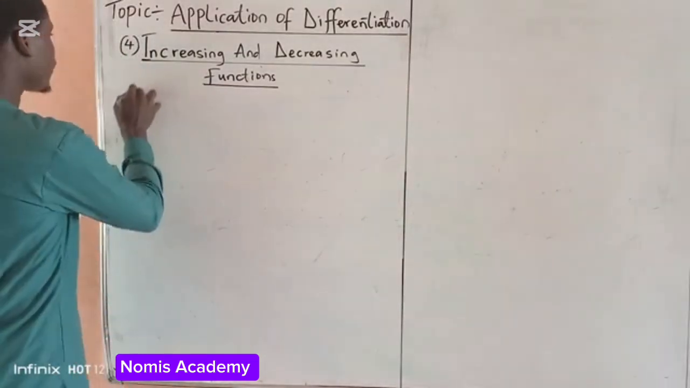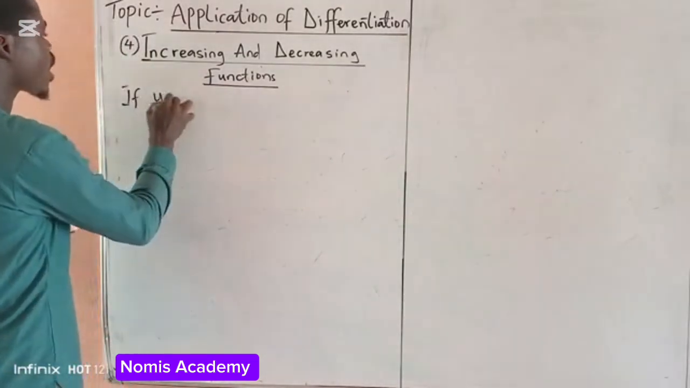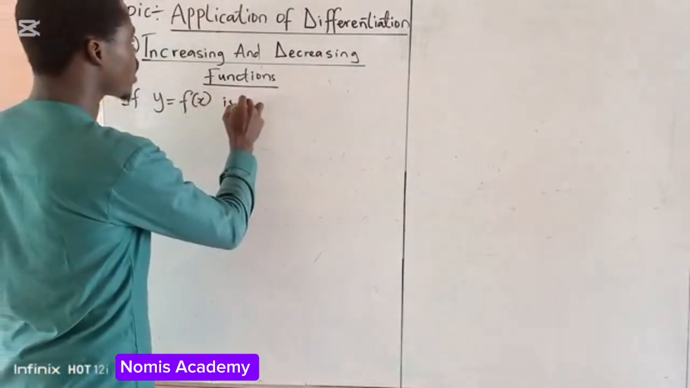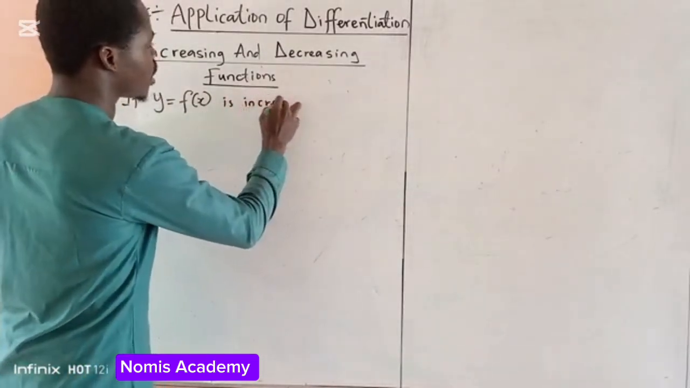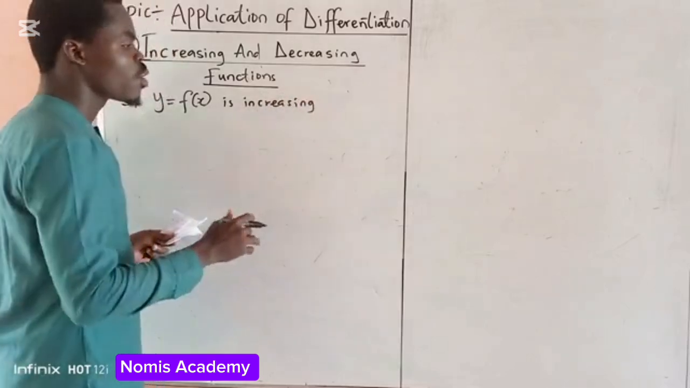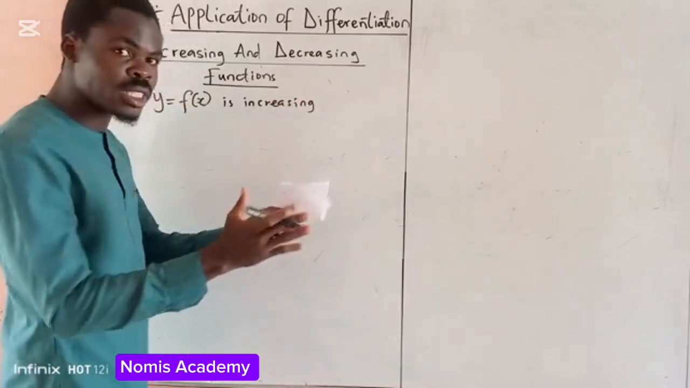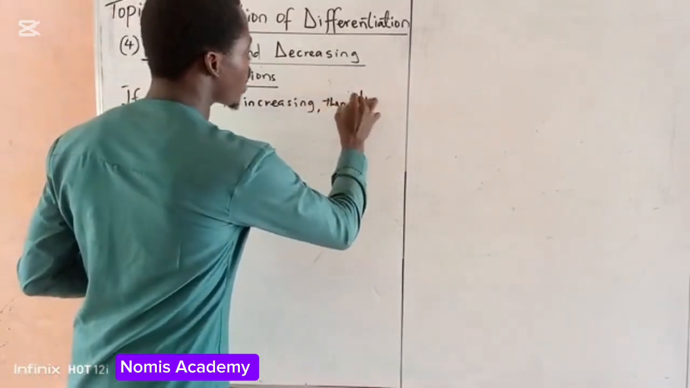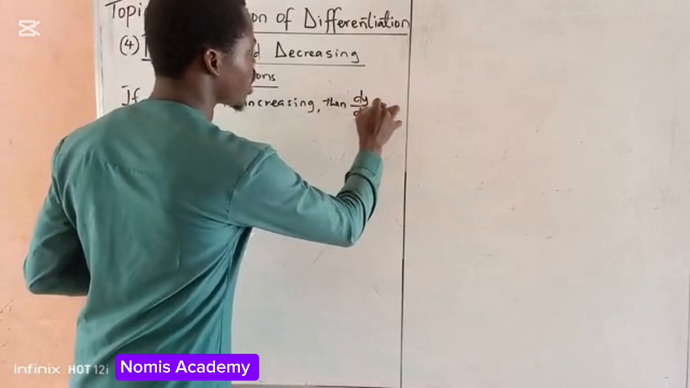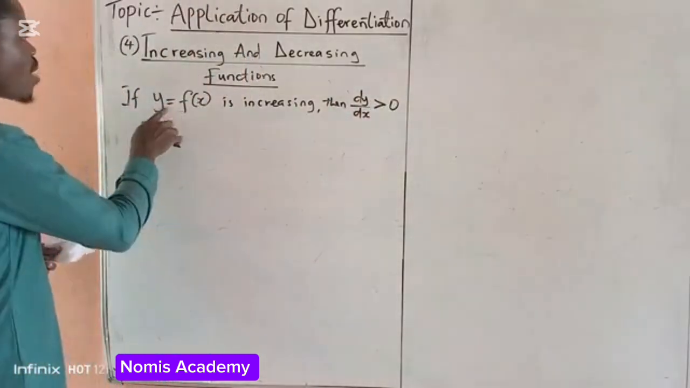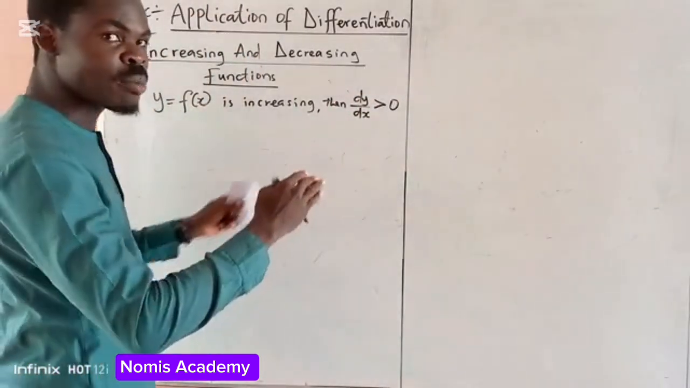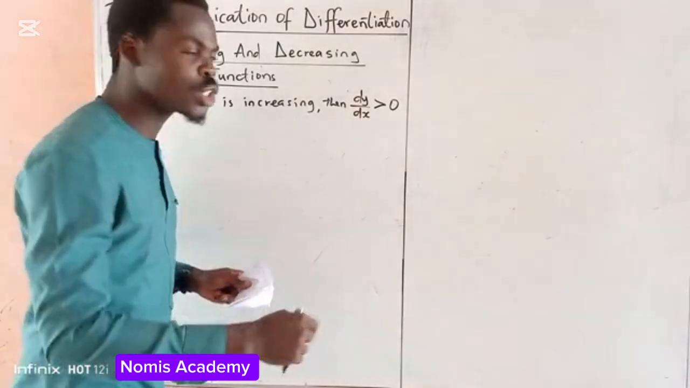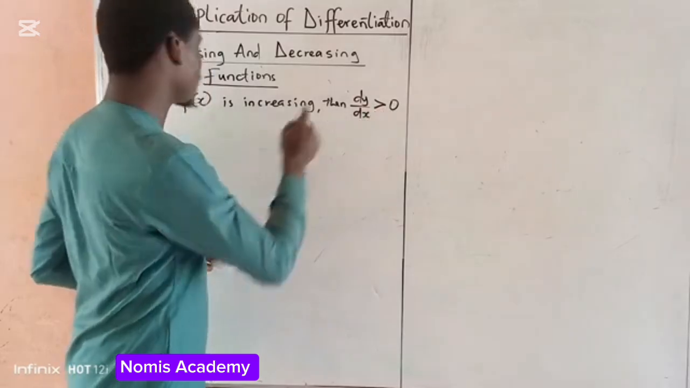Firstly, if y equals f of x, which is a function, is increasing when given a particular value or interval of x, then dy dx is greater than 0. So whenever f of x is increasing in a particular interval, then dy dx, that is the derivative of that function, is greater than 0.